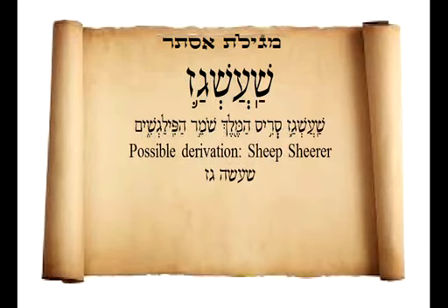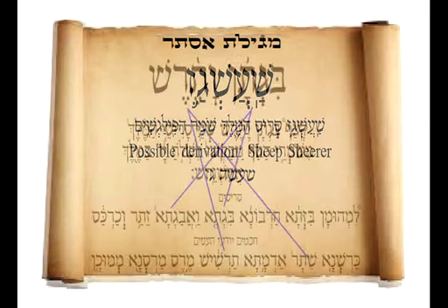As the story continues, you have the beauty contest where all the girls are gathered to the palace of the king, and the person who is to watch over them is called Shashgaz. And the derivation possibly, again, we don't have strong evidence of this, and it, again, is not really very, very important, but gaz or gez is the act of shearing sheep.